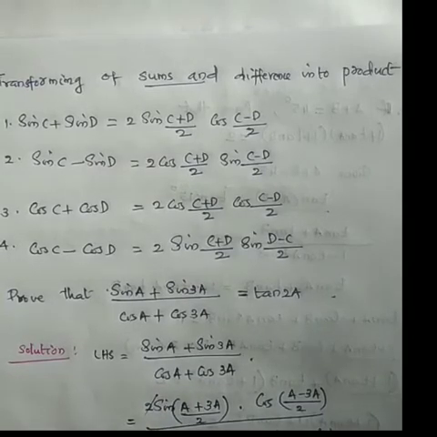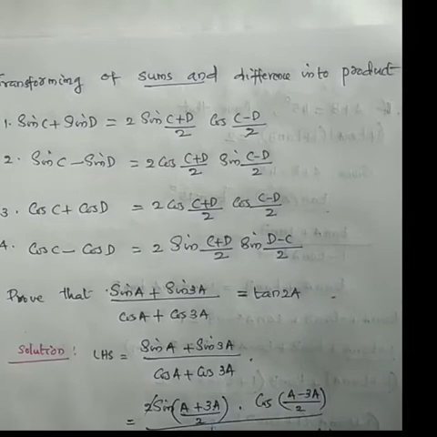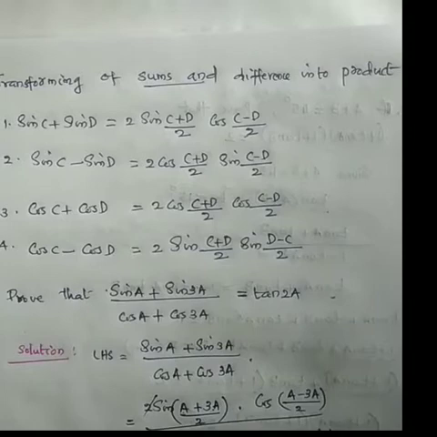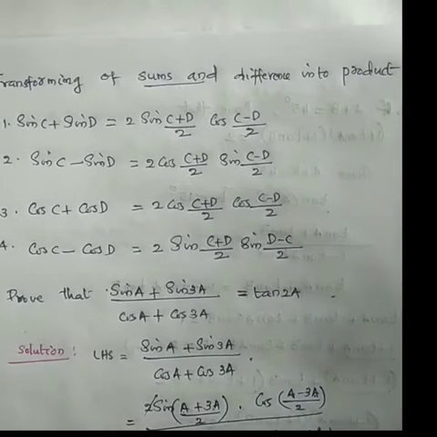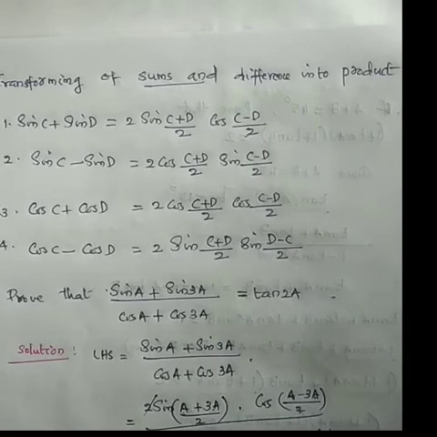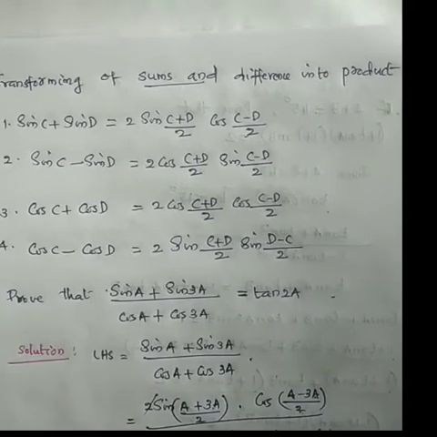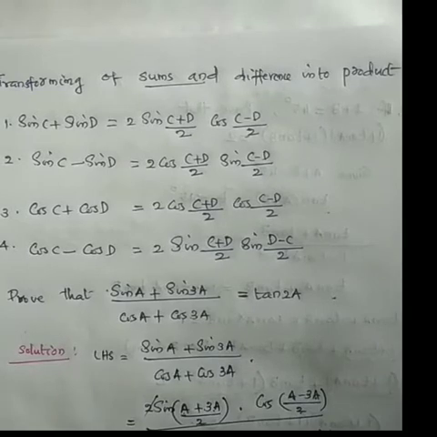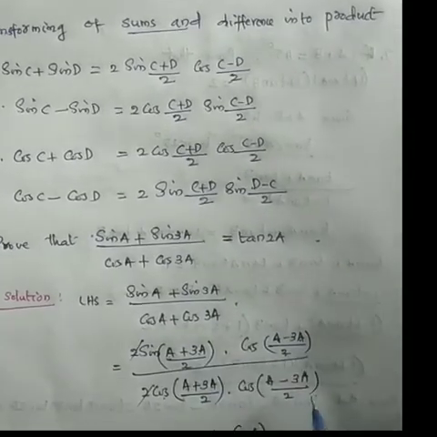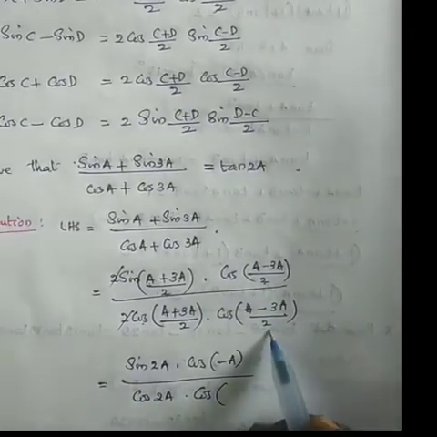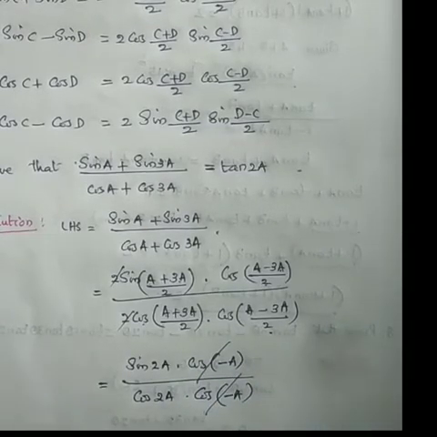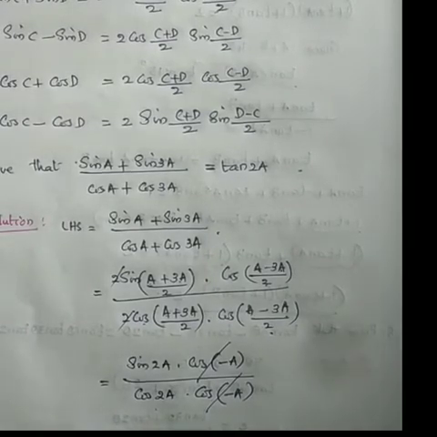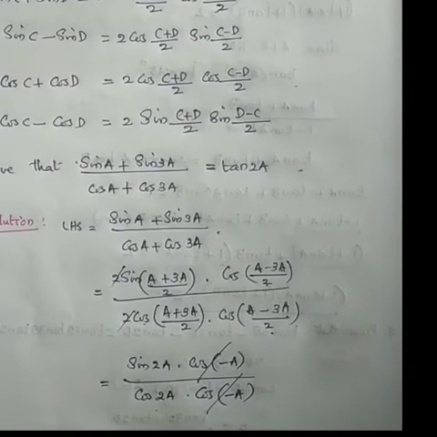The 2 and 2 cancel. A plus 3A is 4A, 4A by 2 is 2A, into cos of (A minus 3A), which is minus 2A, and minus 2A by 2 is minus A, so cos(-A), divided by cos 2A into cos of (A minus 3A), which is minus 2A, divided by 2, which is minus A. So cos(-A) cancels, and sin 2A by cos 2A is tan 2A. It is the RHS. Hence it is proved.